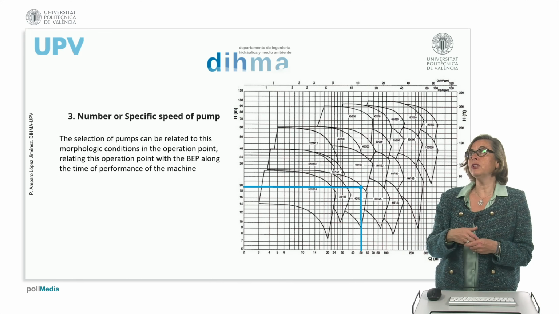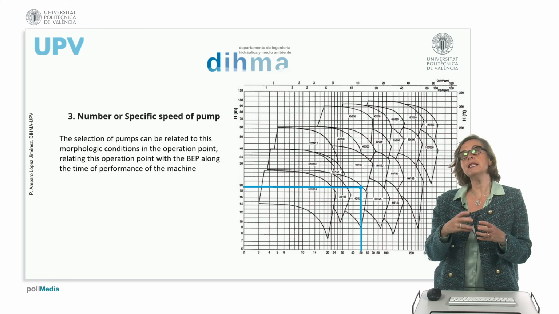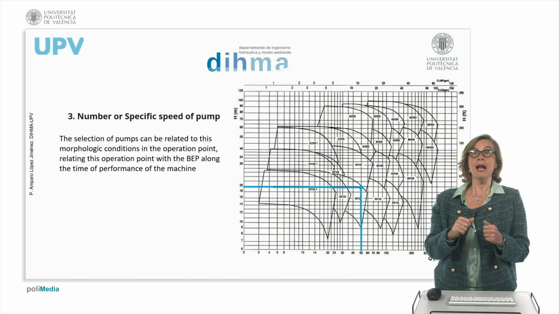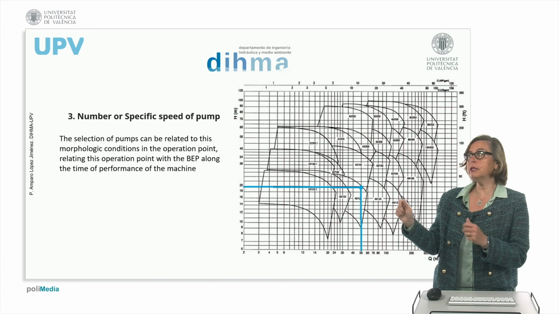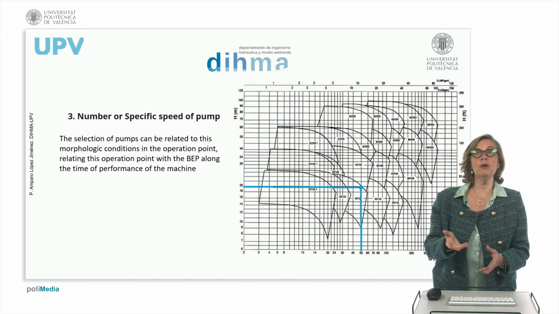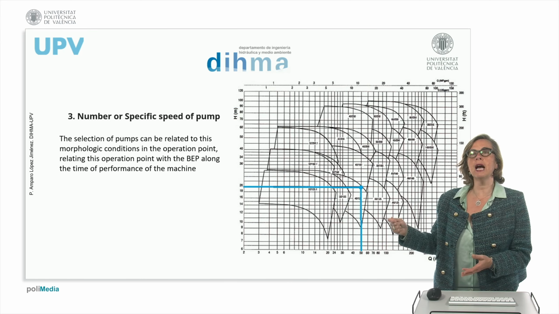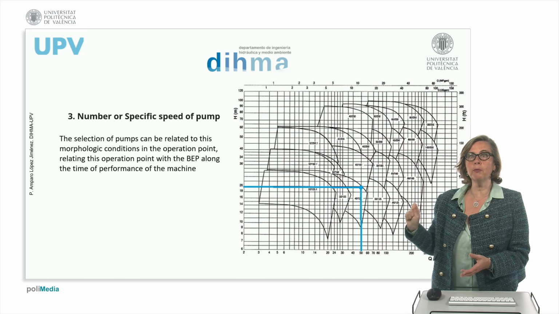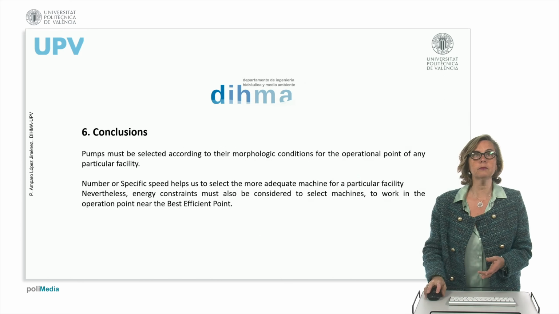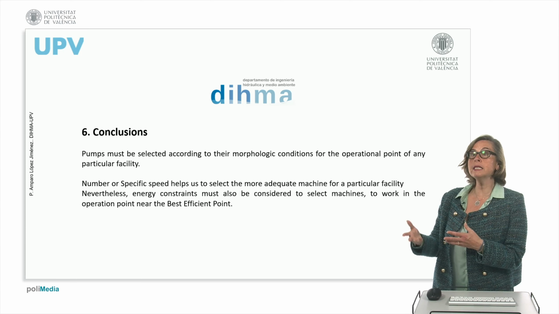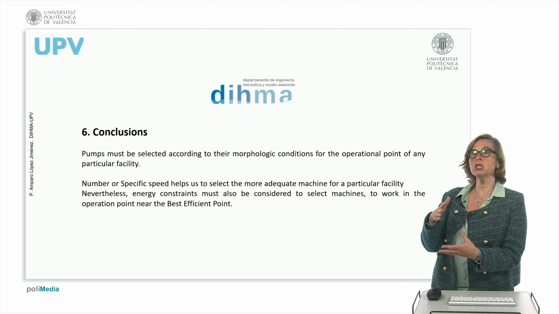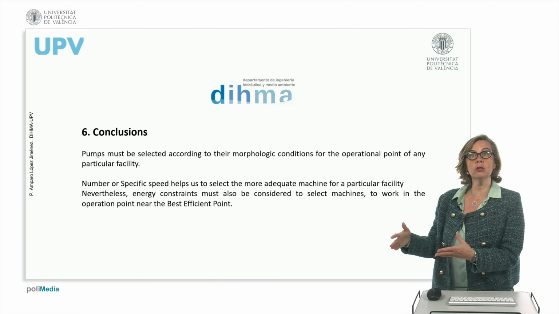The number of specific speed will give us some idea about the morphology of the pump, and the operational point in this diagram, relating several families of curves, will be indicating us which is the most interesting point to choose for a particular operational point. So in this learning object, we have learned about the relation between morphological conditions, best efficient point, and operational curves to choose a particular pump.